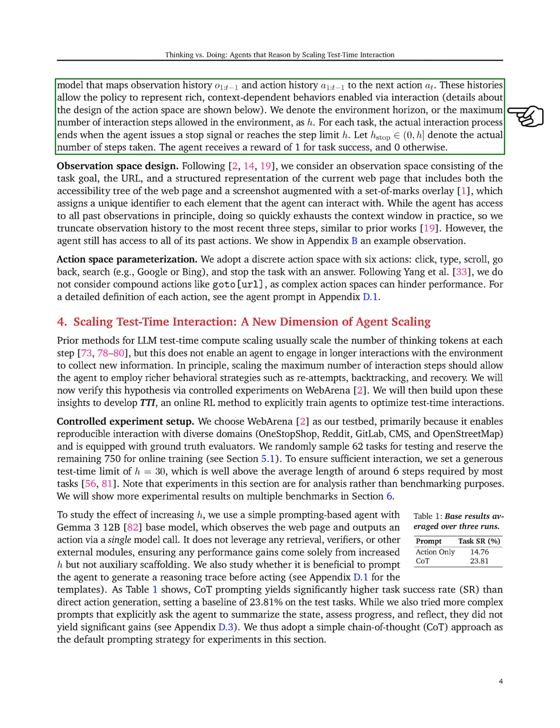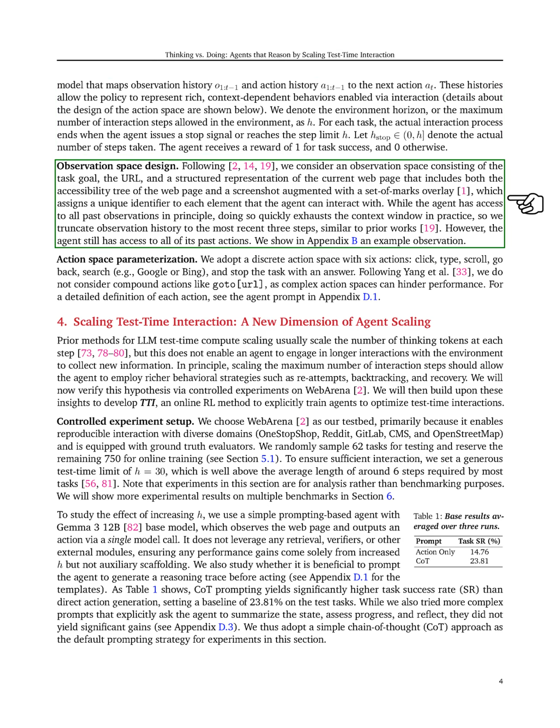We define the maximum number of interaction steps allowed as the environment horizon. The interaction ends when the agent either signals to stop or reaches this limit. The agent earns a reward of 1 for successfully completing the task and 0 otherwise.